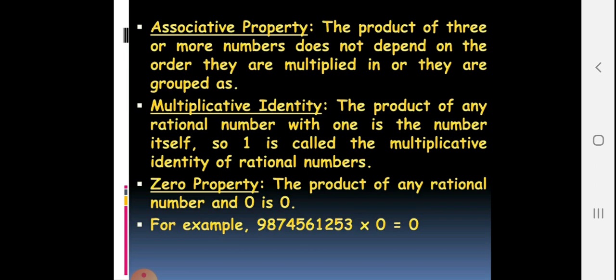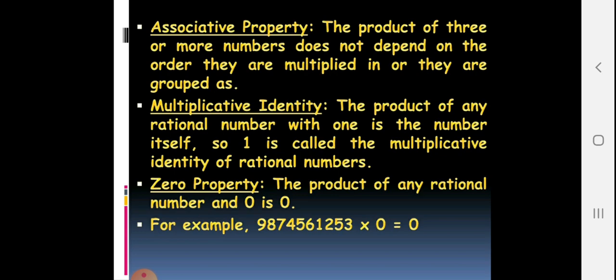So, multiplicative identity: the product of any rational number with 1 is the number itself. So 1 is called the multiplicative identity of rational numbers. So any rational number multiplied with 1 gives the same number.